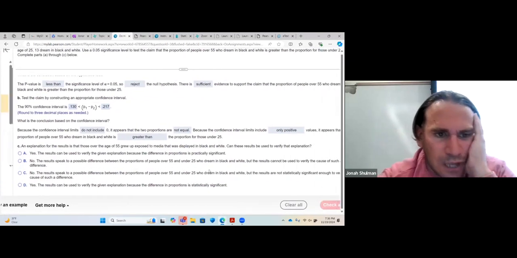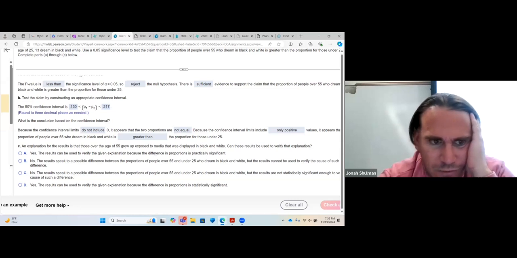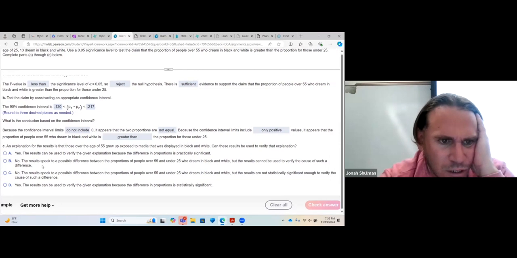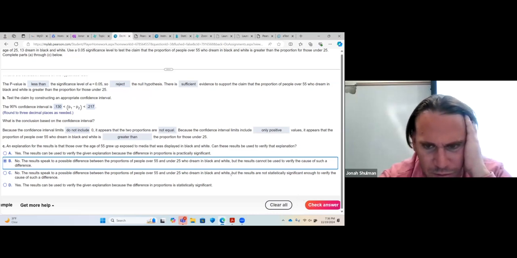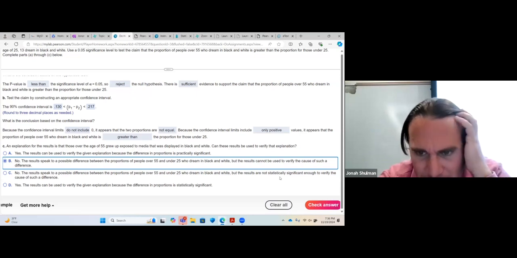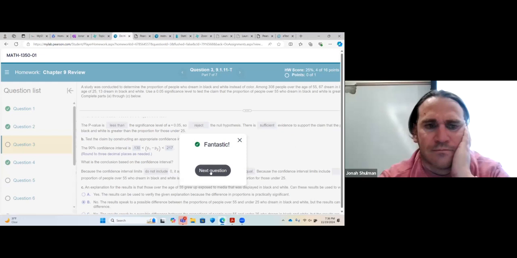All right. And okay, so C. An explanation for the results is that people over 55 are exposed to more black and white media. Can these results be used to verify the explanation? No, results speak to possible difference in proportions, but they cannot verify the cause. I'm going B. No, they are statistically significant enough, but we cannot use it to verify cause. I like B the best.